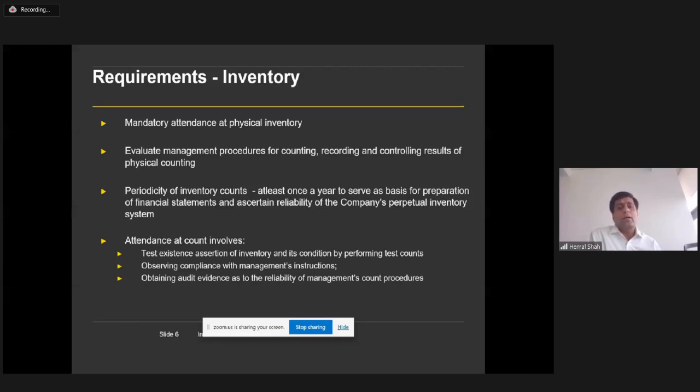Now, the auditing standard or accounting standard does not give any rule. It depends on the industry, depends upon various factors like inventory value and other benchmarks. But the auditor as well as the management will have to take their own call as to what is the sufficiency of inventory count. Attendance at count involves testing the existence assertion of inventory and also condition by performing test count. So as we discussed, for FMCG and pharma, it is very critical.